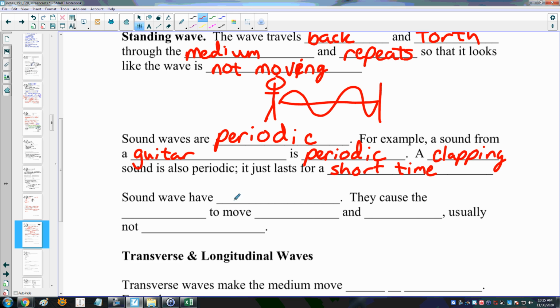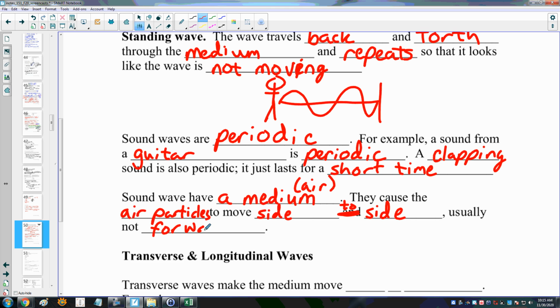Sound waves have a medium. Usually, when we're just standing around talking, that's going to be air, but we'll see that sound can travel through other things, water, steel. They require a medium. When it's in air, they cause the air particles to move up and down, or side to side, rather. Usually not forward. We'll see this later, but when I have a sound wave that's traveling through air, if I have a particle of air right here, it'll move back and forth, but this particle of air will not move forward. Okay, we'll see that a little bit later.